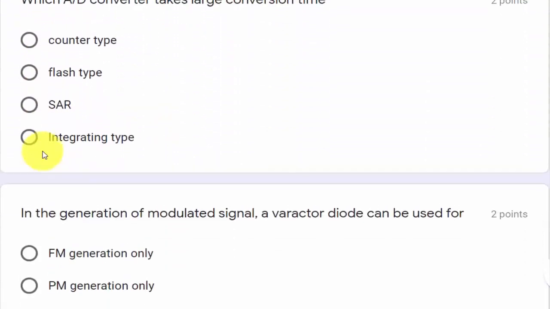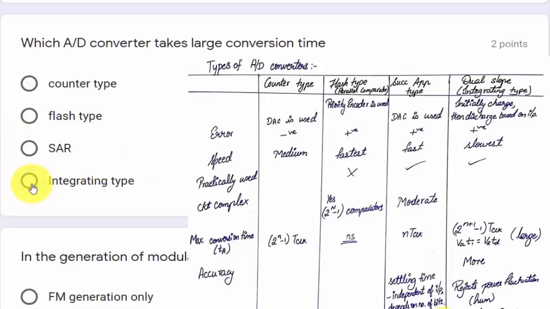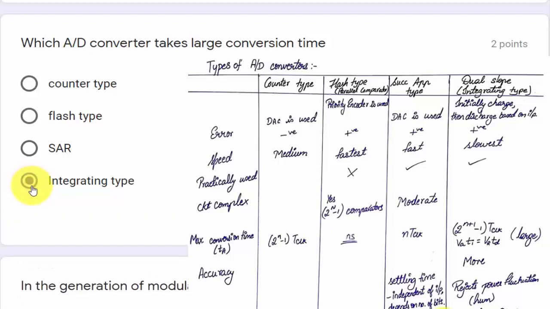Next question, which A to D converter takes large conversion time? Counter type, flash type, successive approximation type, dual slope or integrating type? For this the answer is dual slope or integrating type.